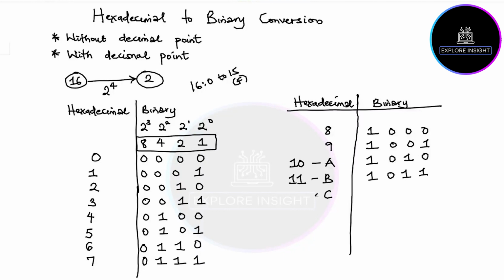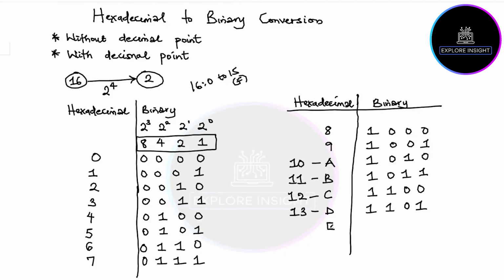And C, representing 12, we are going to have 8 and 4. If we sum that up, it's going to give us 12, so every other value will be turned off. So we have 1, 1, 0, 0. What about D, that is 13? So what will give us 13? 8 plus 4 plus 1 will give us 13, so we have 1, 1, 0, 1.